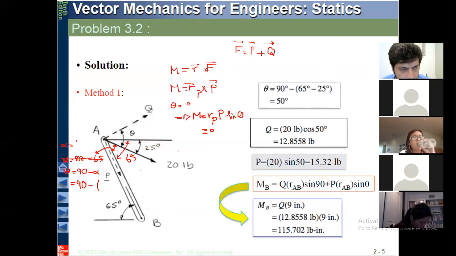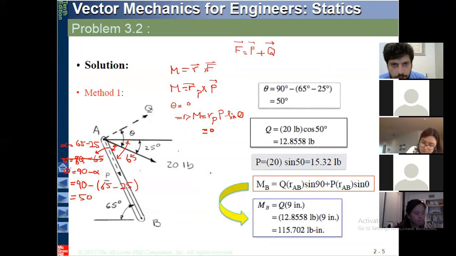Alpha, 65 minus 25. And then you would have 90 minus 65 minus 25, which is equal to 50. So you have the angle, and you can take the component as Q, the magnitude of the force, times cosine of theta. And it would be 12.85 pounds.